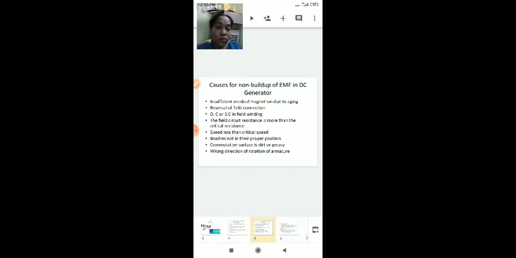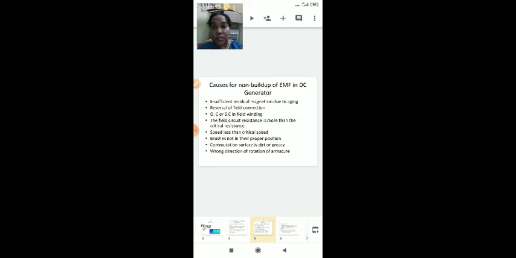First, what is the case? Why is the EMF not built up in a DC generator? If the EMF is not built up, then no torque, nothing, the machine gives no output. So what are the causes for non-buildup of EMF in DC generators? The first is insufficient residual magnetism. If the magnet is weak, then the storage of residual magnetism is not possible. It is weak maybe due to aging effect. So that's why insufficient residual magnetism takes place.